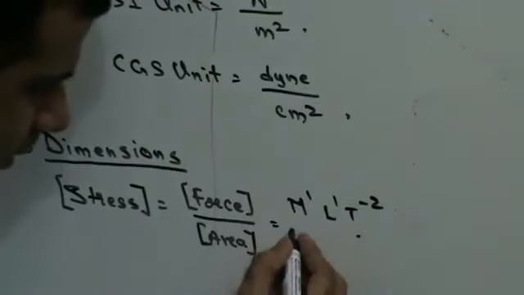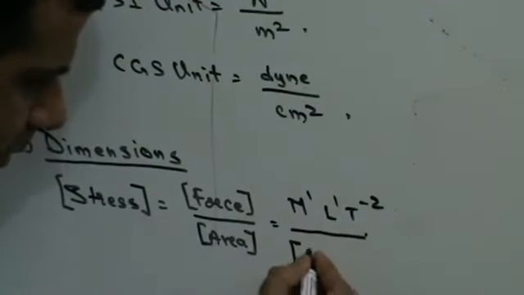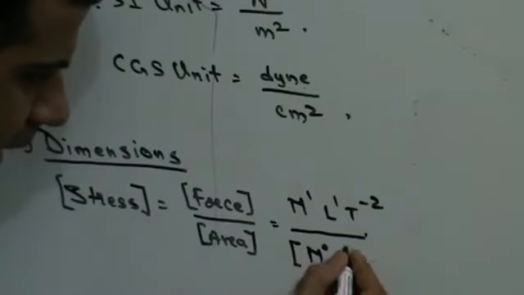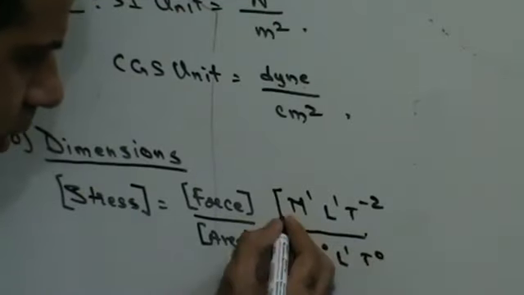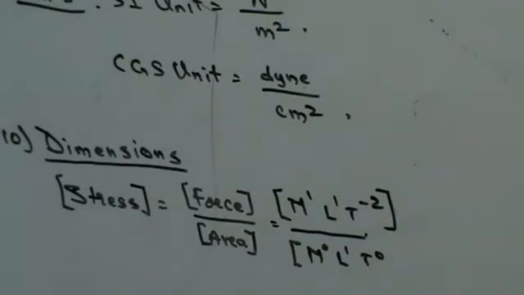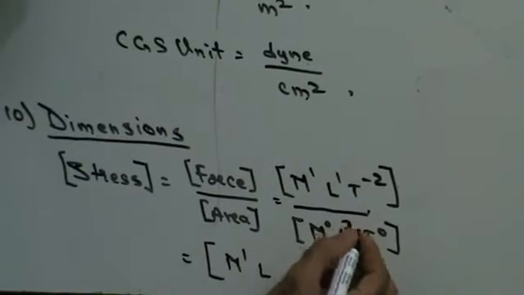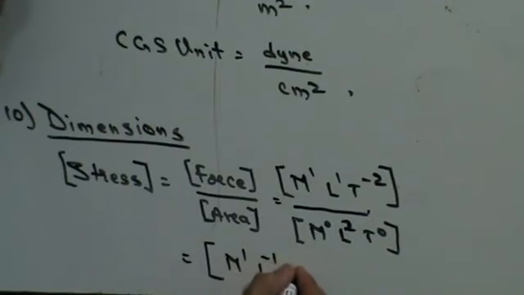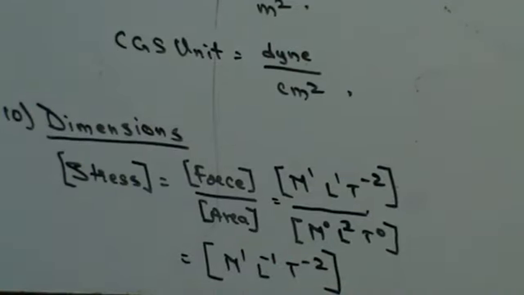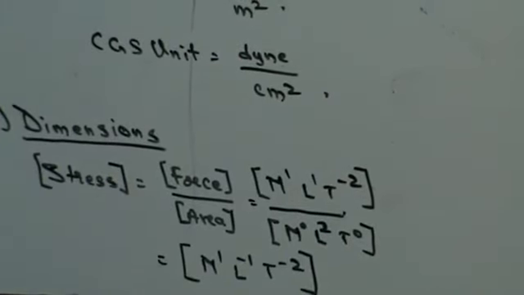Area is nothing but M0 L1 T0. Area is always measured in terms of length. Therefore, the dimensions of stress will be M1 L square, L minus 1 T minus 2. So the dimensions of stress will be M1 L minus 1 T minus 2. Right? Do we understand stress?